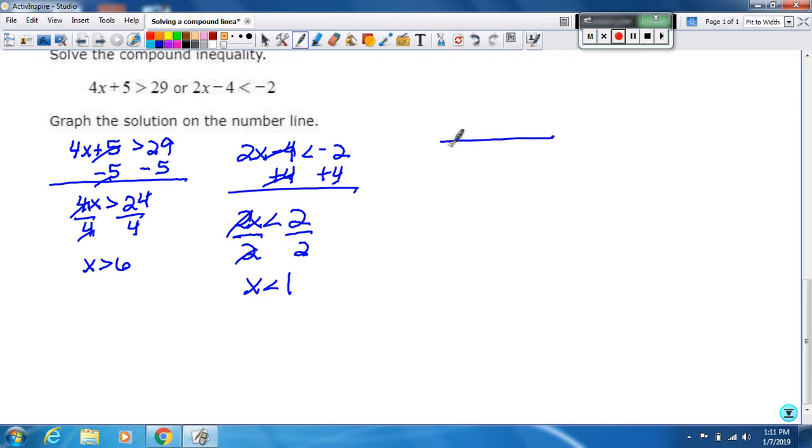So we have, in the order they would appear on a number line, 1 here and 6 here. The 1 uses an open circle, and the 6 does too, because neither one of them is underlined. But because the original word said or, you have to separate the graphs. So those are split apart to look like that.